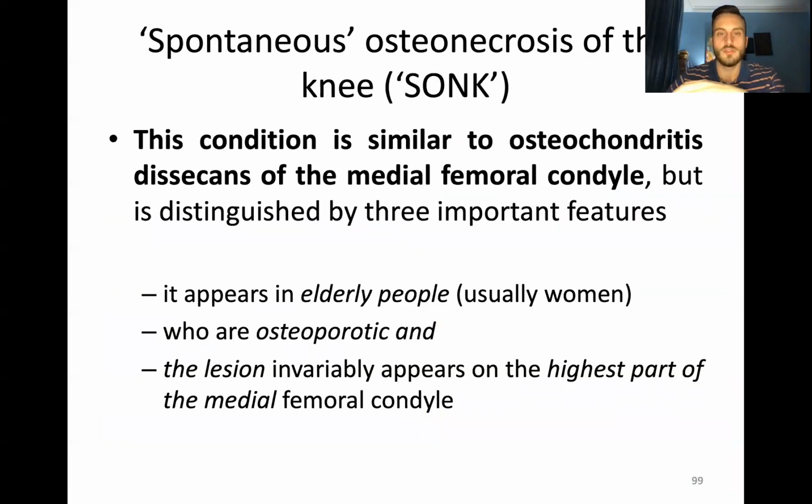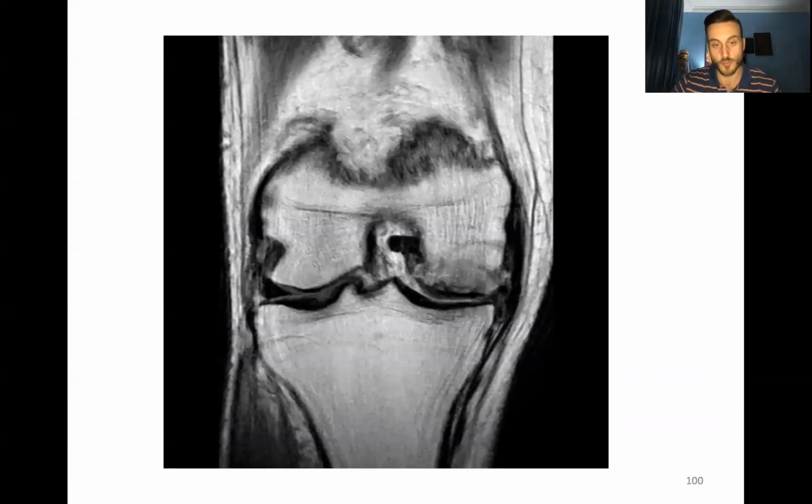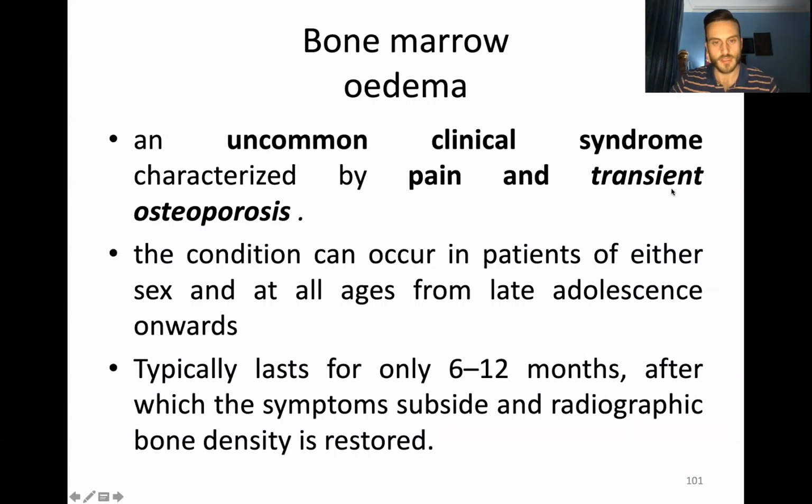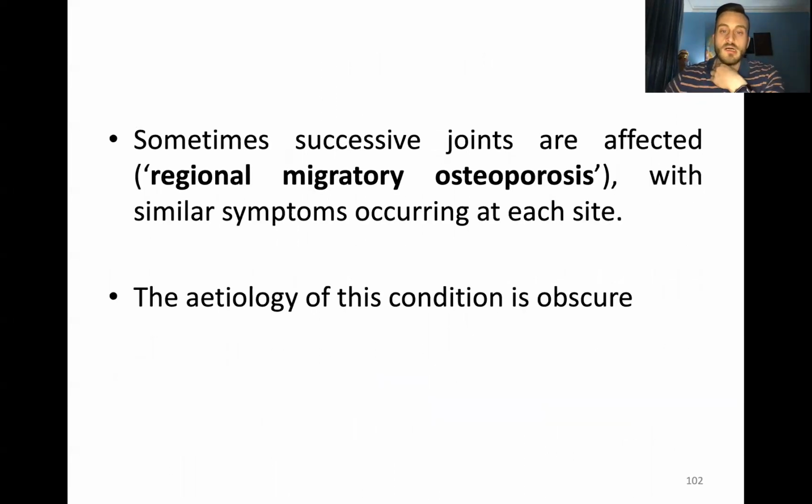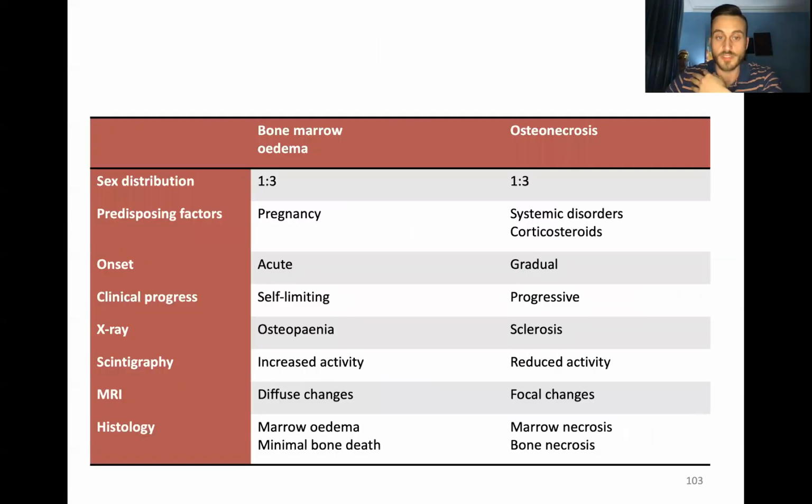What's SONK? It's spontaneous osteonecrosis of the knee. Usually it happens in the medial femoral condyle. Okay, it appears in elderly people, osteoporotic, and in MRI you can see here the changes on this part of the medial femoral condyle. It's uncommon. It will give you transient osteoporosis. Typically it stays from 6 to 12 months. The symptoms usually subside and the bone is getting restored. Successive joints are affected, regional migratory osteoporosis. The etiology of this condition is obscure.